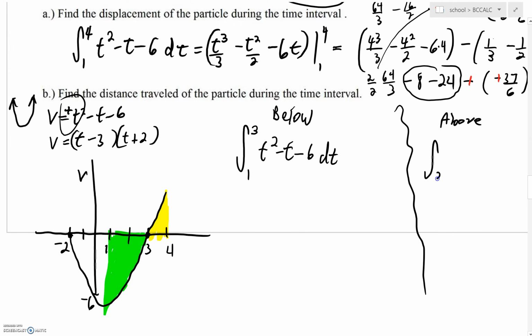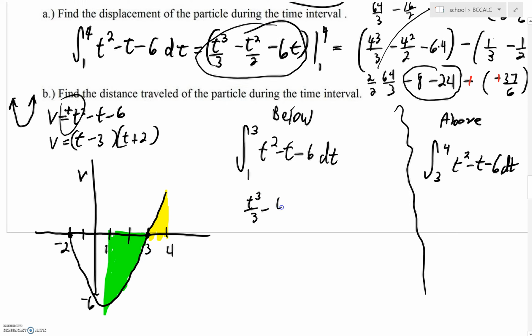When we're above, that's going to go from 3 to 4 of t squared minus t minus 6 dt. Now I know from the start, in green here, as I'm integrating from 1 to 3, I should get something negative. So I already took an antiderivative up above, so I'm quickly going to make note of that. And then we just have to crunch these numbers.